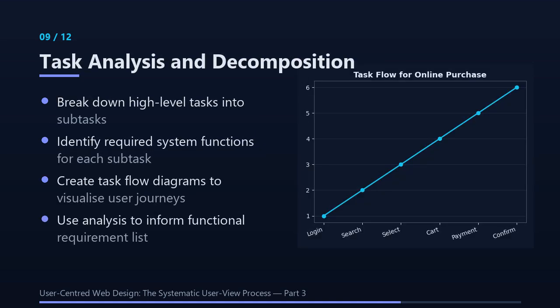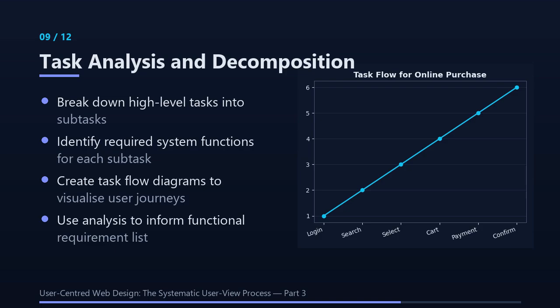Task analysis is the systematic breakdown of what users need to accomplish into discrete actions. For a shopping site, the overarching goal of purchasing a product is decomposed into steps such as logging in, searching, selecting an item, adding it to the cart, entering payment details, and confirming the order. Each subtask reveals specific system functions that must be supported, for example, the secure payment gateway for the transaction step.